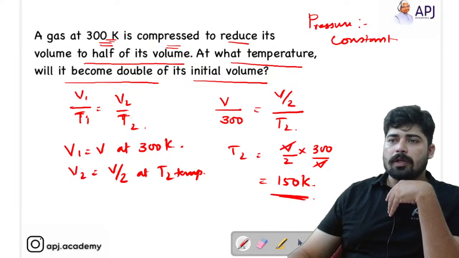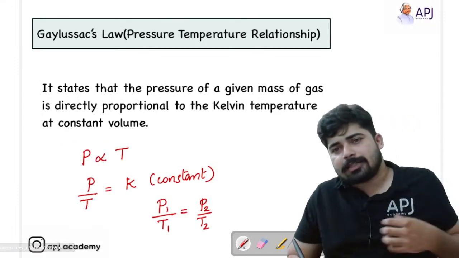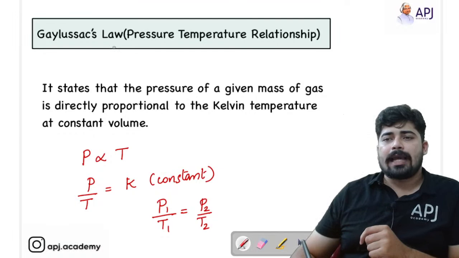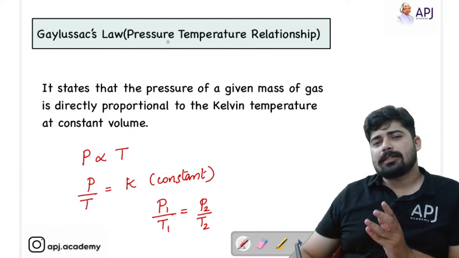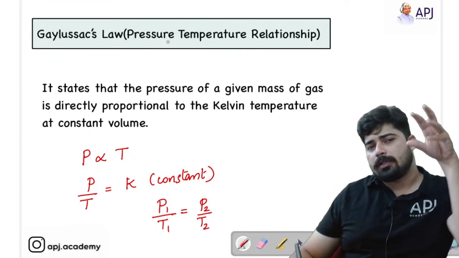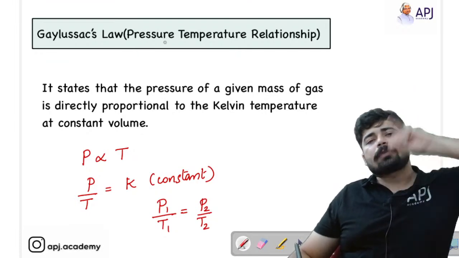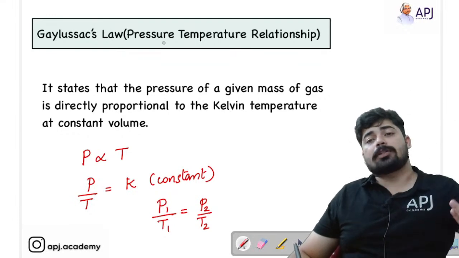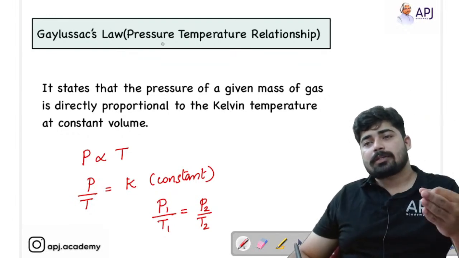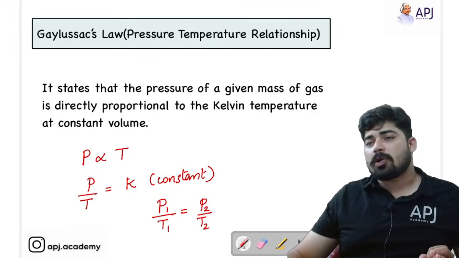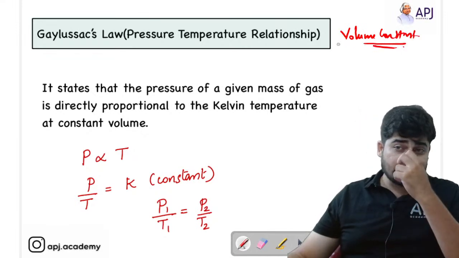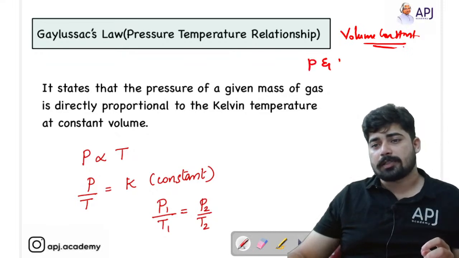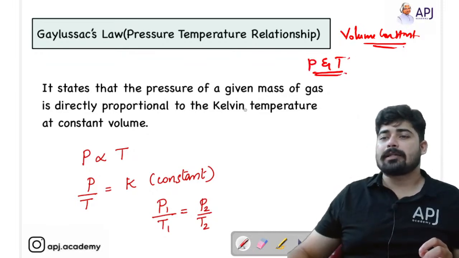Now moving on to the next law, that is Gay-Lussac's law. We already have kept temperature constant from Boyle's law and pressure constant from Charles' law. So obviously from Gay-Lussac's law, it will be a volume constant relation. If volume is constant, then the relationship is between pressure and temperature.